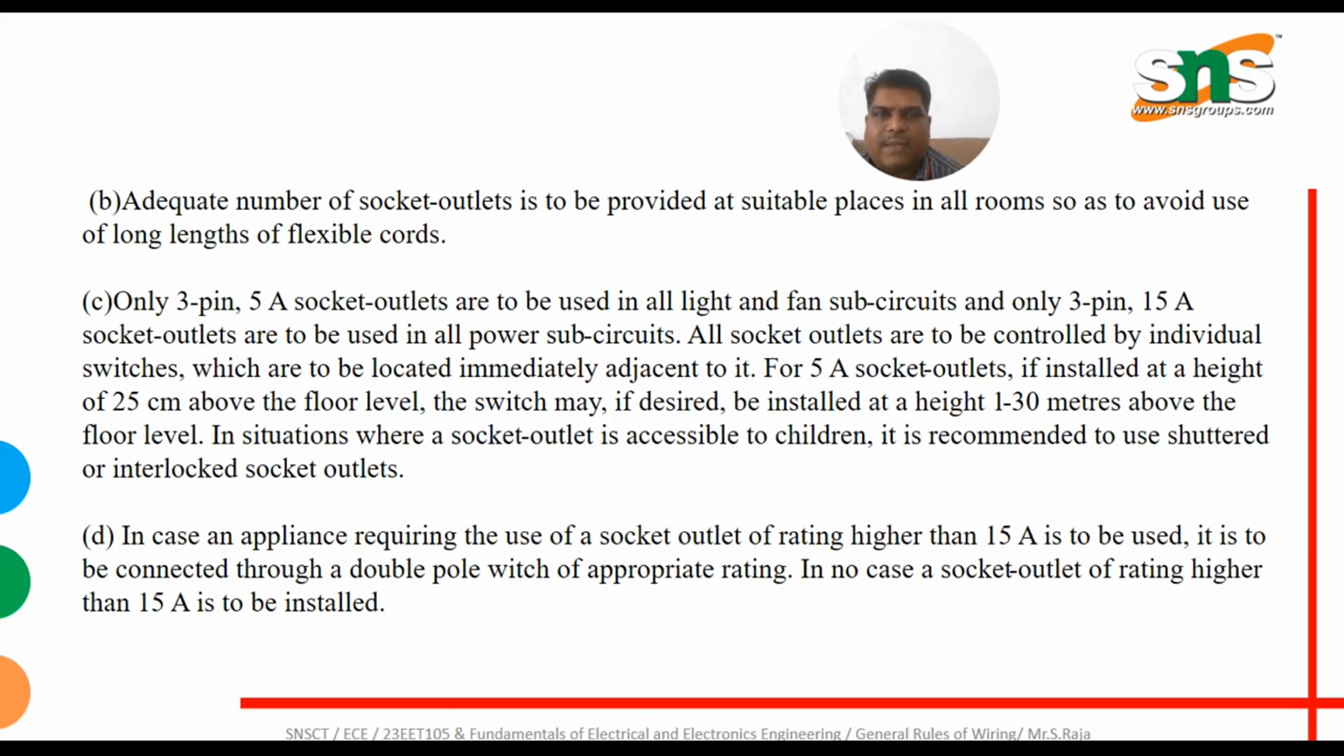For 5 ampere socket outlets, if installed at a height of 25 cm above the floor level, the switch, if desired, may be installed at a height of 1.30 meters. In situations where a socket outlet is accessible to children, it is recommended to use shuttered or interlocked socket outlets. That is, we can cover the pins of the socket. In case an appliance requires a socket outlet of rating higher than 15 ampere, it is to be connected through a double pole switch of appropriate rating. In no case is a socket outlet of rating higher than 15 ampere to be installed.